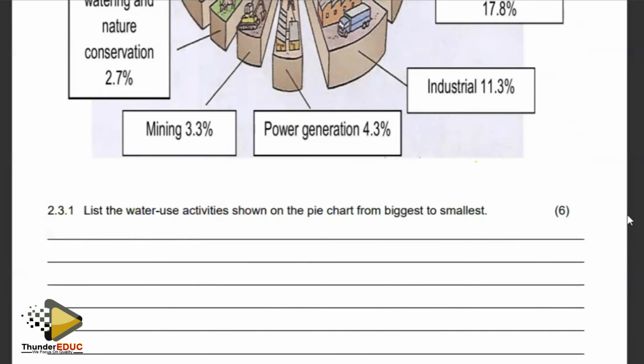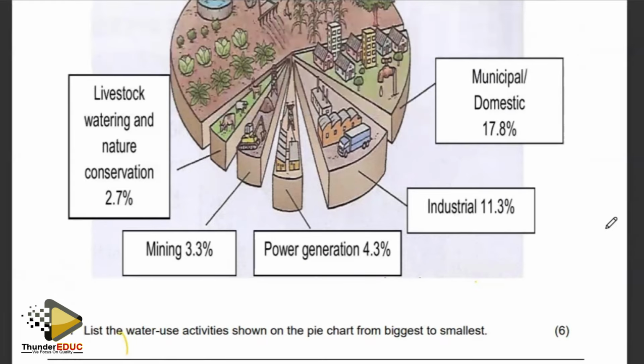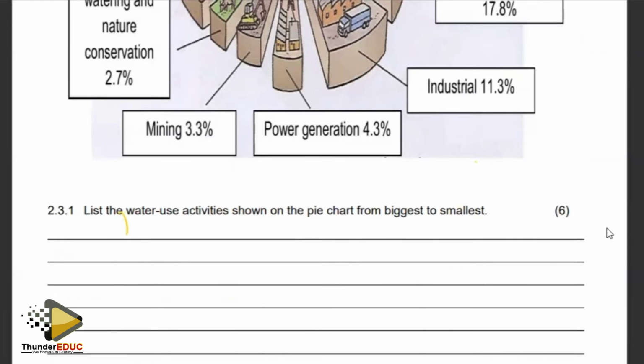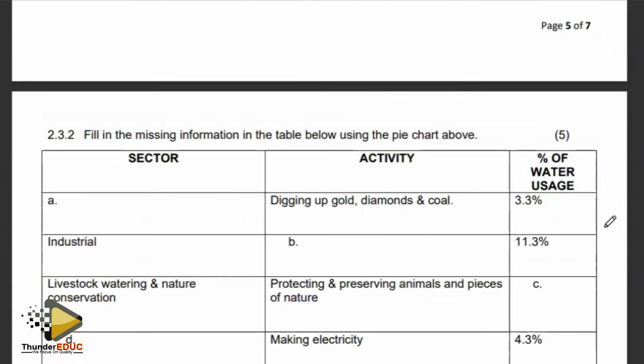I'll write the percentages: 17.8. Then we have the other one, which is 11.3. Then we have the one that is 4.3. And then we have 3.3. And then 2.7, as given the names above.